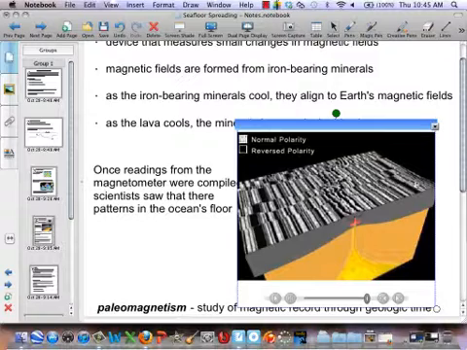This is a really big concept. Isn't it if you're switching back and forth? What do you mean by switch back and forth? Normal to reverse. Oh, and that happens quite often. The white streaks represent normal polarity. The black streaks represent reverse polarity. What does that mean? That tells us that our north and south poles flip on a regular basis, all the time. Again, we're talking about geologic time.